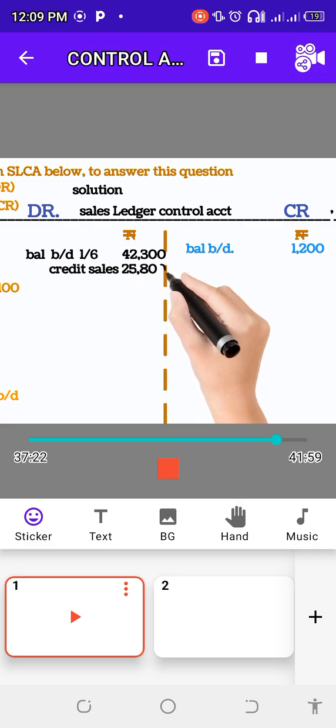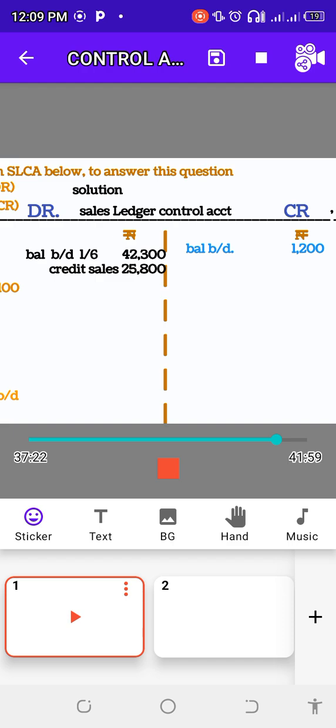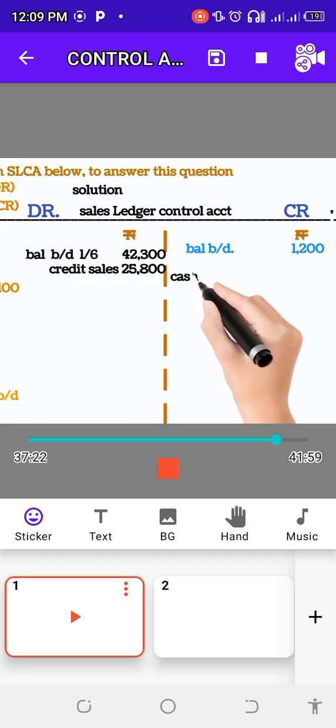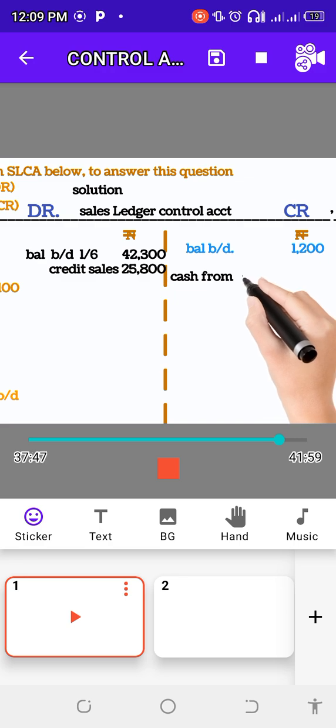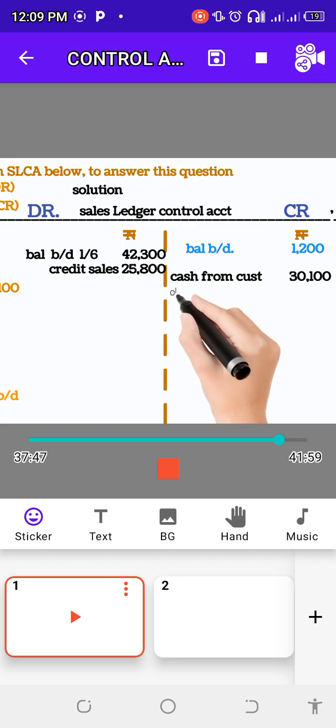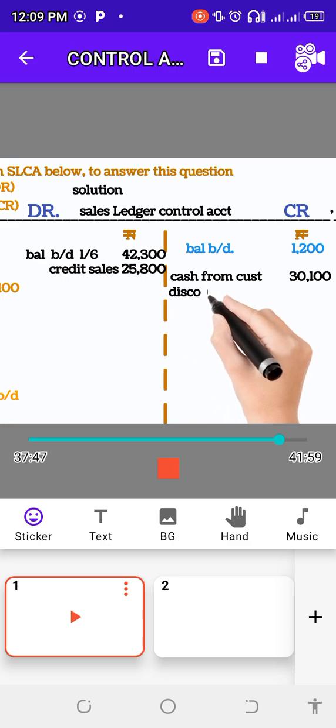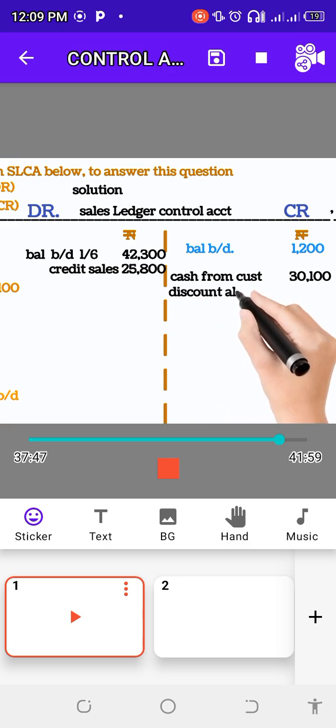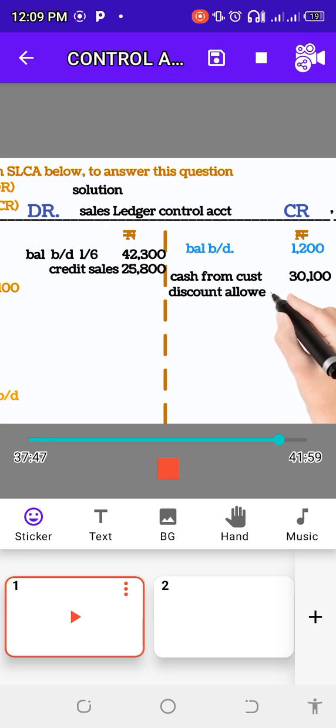Now, the next thing on the debit side is the total journal balance, which is the sales on credit, worth 25,800. Then the cash received from customers, that is payment made by debtors, will reduce it, and that is worth 3,100. Discount allowed to customers will reduce the total debt, and it is worth 600.